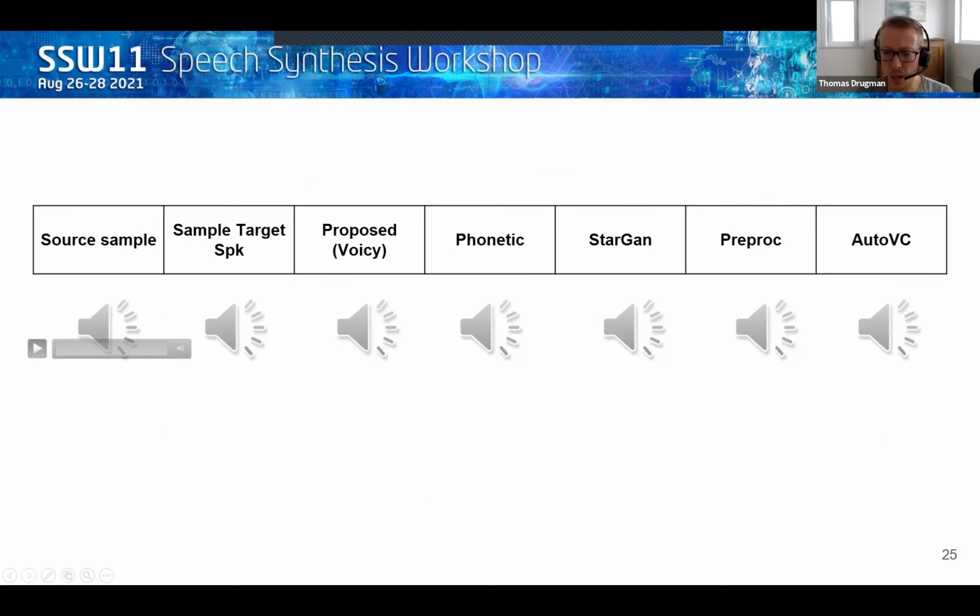So I'm going to play some samples, for reverberant conditions, just so you get a sense. This is a source speaker. That would be the target speaker, and then the voice conversion using VoiceY, using the phonetic oracle, StarGAN pre-processing on top of AutoVC, and finally AutoVC.